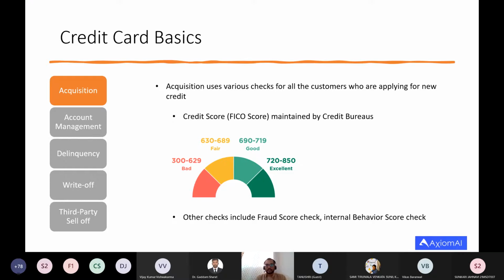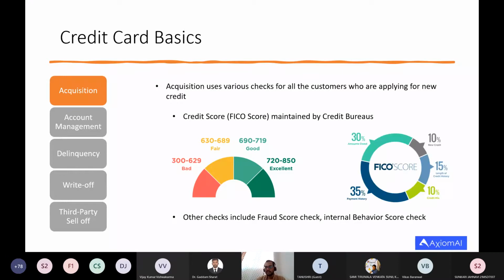All right. So again, a new concept introduced was credit bureaus. Again, these are third-party entities, individual companies that maintain something called a credit score, a FICO score to be specific in the US markets, right? All right. So what goes into those FICO scores? As I said, your past payment behavior, right?